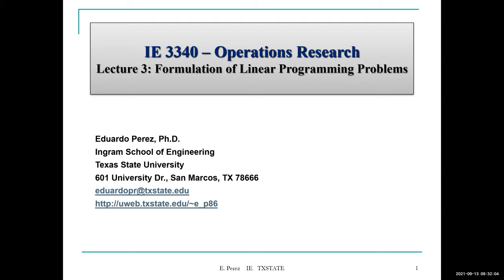So we mentioned in lecture one as well that there could be a single solution for a problem, there could be multiple solutions for a problem, and there could be no solution for the problem. So we also talked about how to identify those cases using the graphical method. But as I mentioned already in this class, most of the models that we are going to formulate have more than two decision variables.